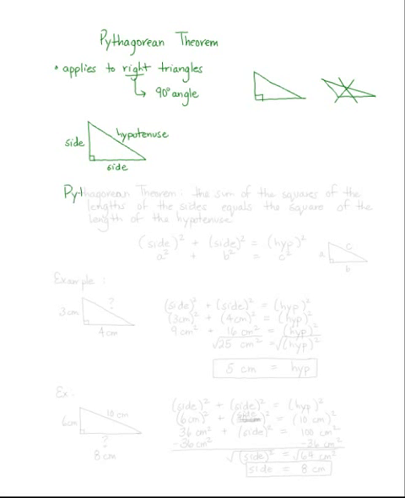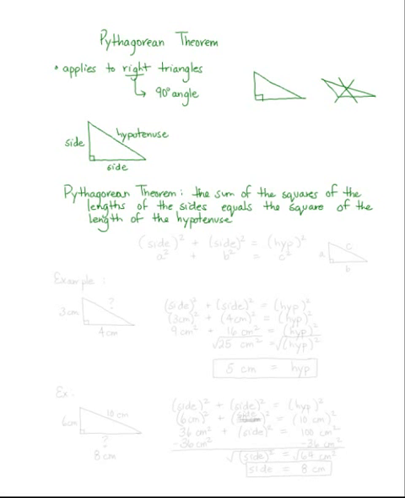The Pythagorean theorem states the sum of the squares of the lengths of the sides equals the square of the length of the hypotenuse.